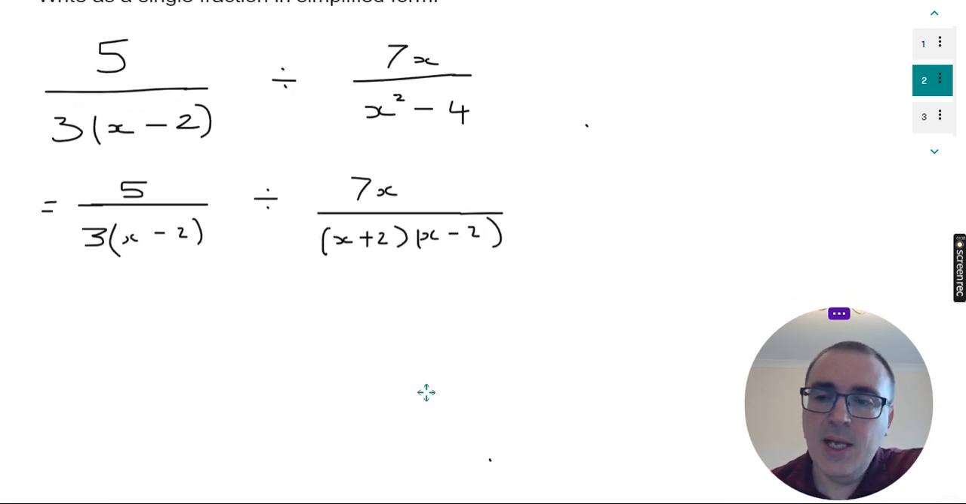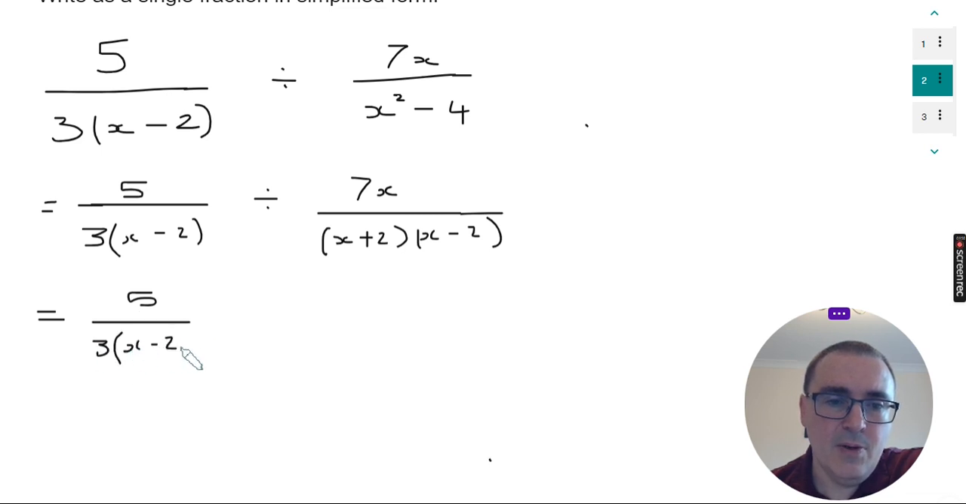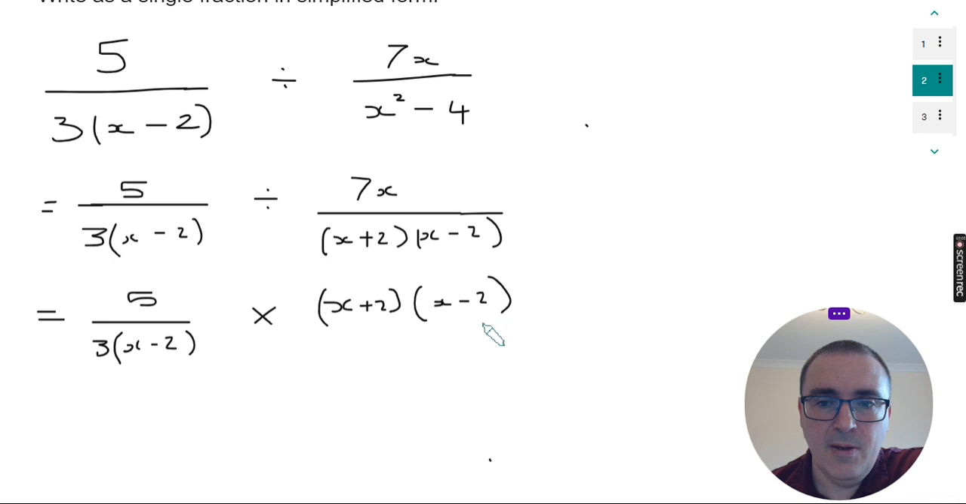So we can now use our rule keep, flip, change to divide the two fractions. So if we keep the first fraction the same as 5 over 3 times x minus 2, change the divide to a times, and flip the second fraction upside down, we put x plus 2, x minus 2 on the numerator, and the denominator will be 7x.